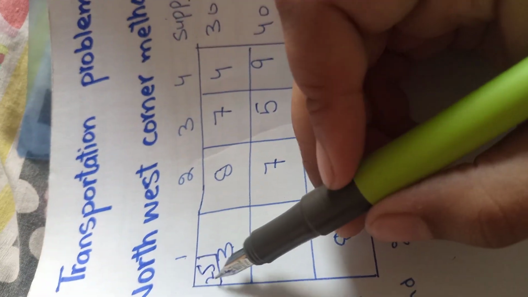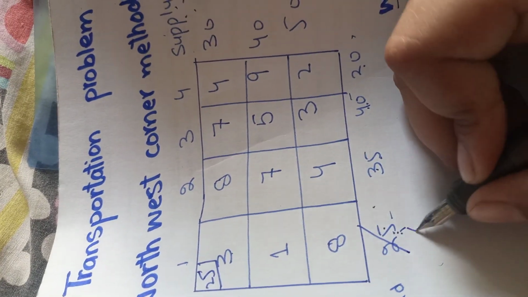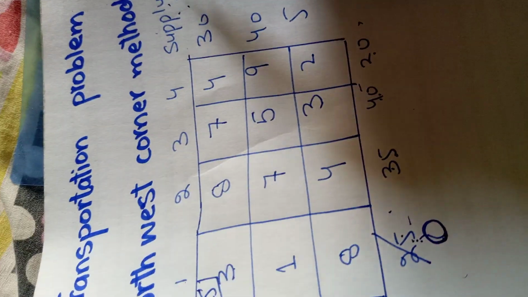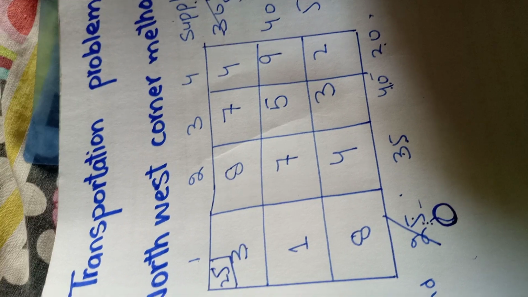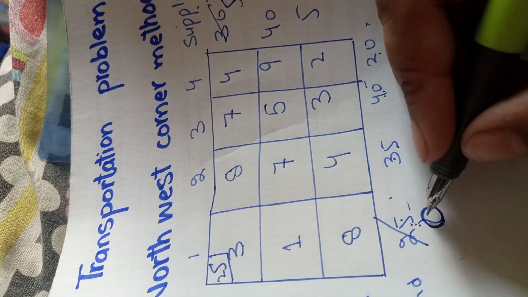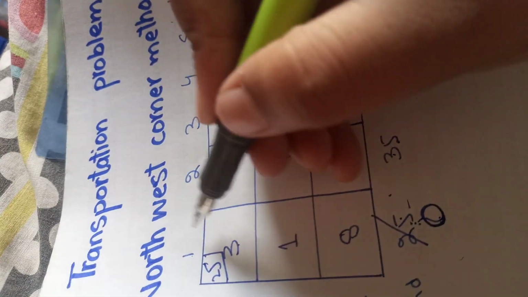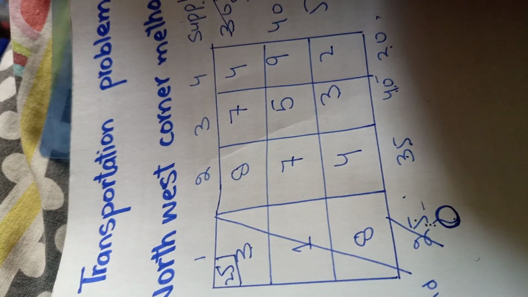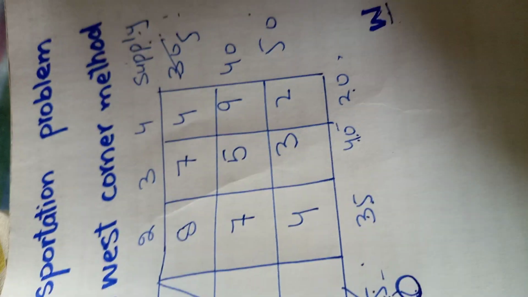We will write 25 here. In the same way we will cut 25. It will remain 0 after cutting 25, and here 5 will remain. When any row or any column becomes 0, the whole column or row is cancelled. Okay, now we proceed to the next step.